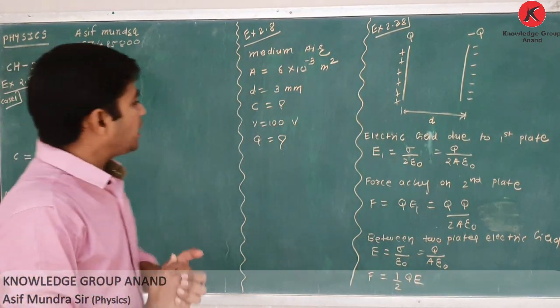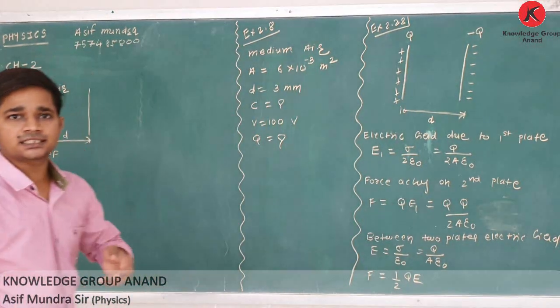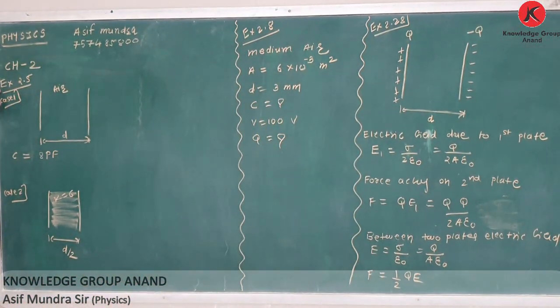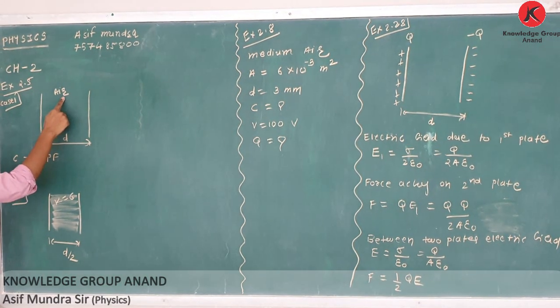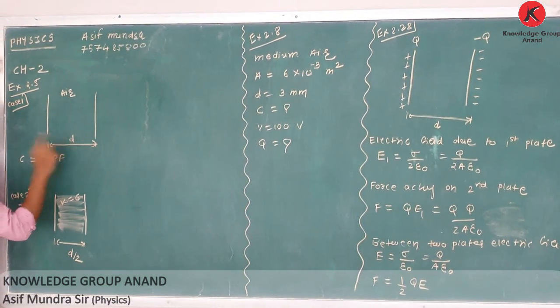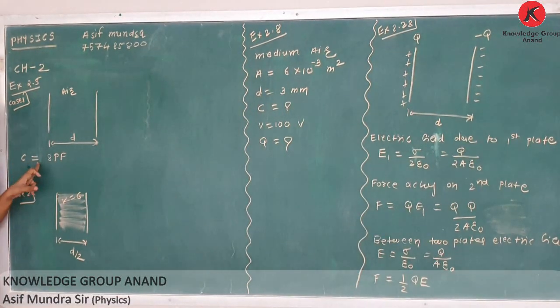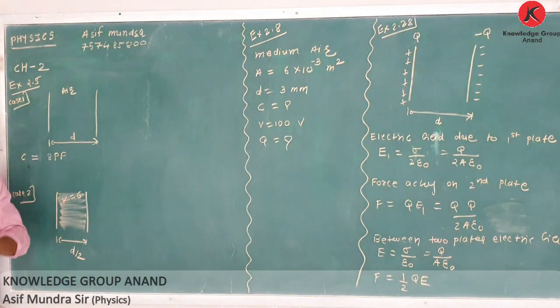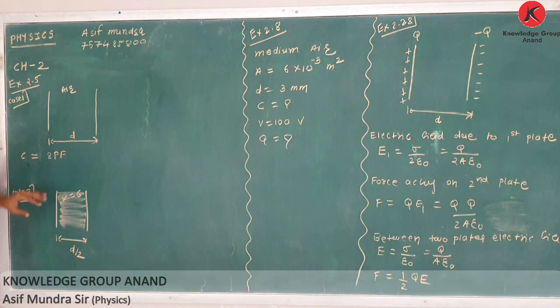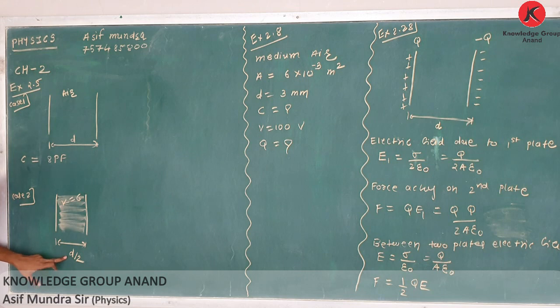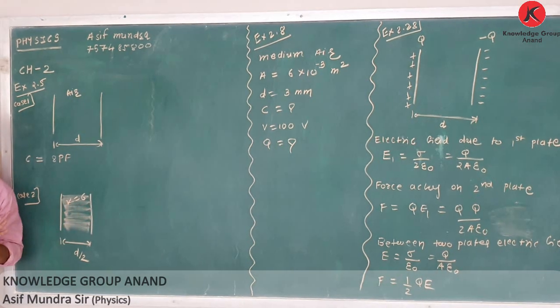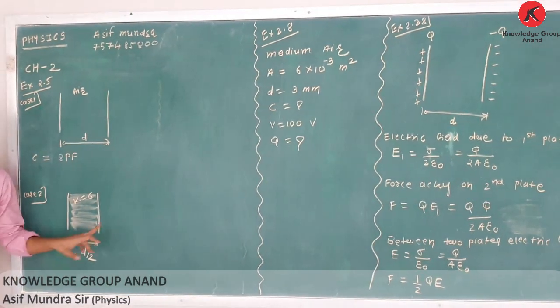See, some questions based on parallel plate capacitors. Here, exercise 2.5. You are given one capacitor having air as the medium. The distance between the two plates is D and its capacitance C is equal to 8 picofarad. Now, what is the question? If the distance between the two plates is reduced by half, that is D by 2, and air is replaced by another dielectric medium having dielectric constant K equal to 6, what is the new capacitance?